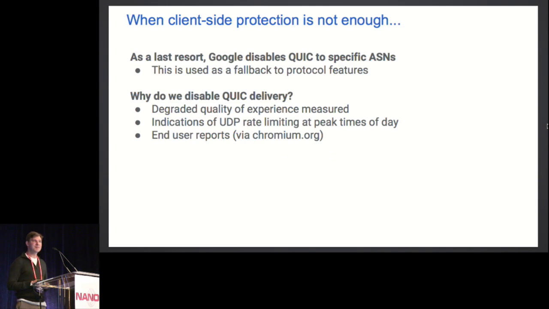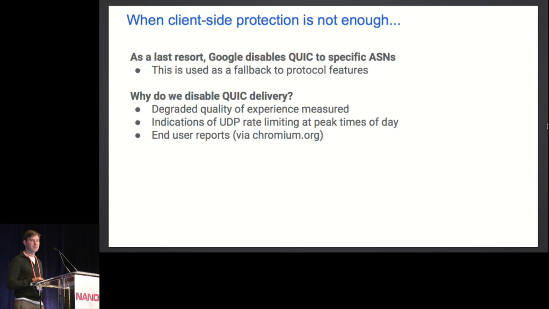Sometimes client-side protection is not quite enough. So as a last resort, Google will disable QUIC on a per ASN basis. This is kind of the thing we'd like to do the least, but occasionally there are issues that we just can't resolve on the client side and can't detect easily on the client side.